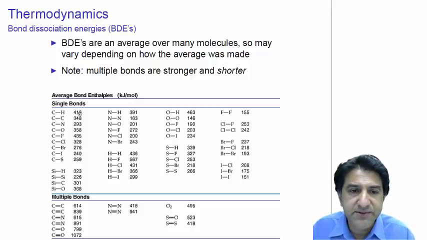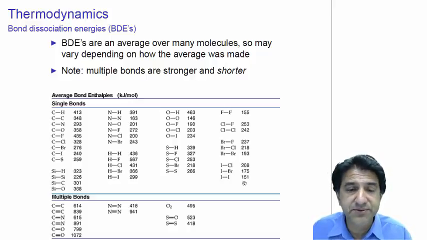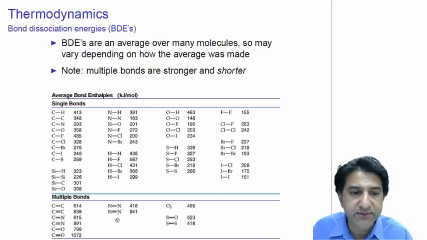Okay, so that's a CH single bond, and you can see all the other single bond energies here, pretty much in the range of 480 and as low as 150 for I-I, but some of the chemical bonds are really, really weak. Hydrogen bond energies are very weak, for instance. Let's look at a CC double bond. That's 614 kilojoules per mole.